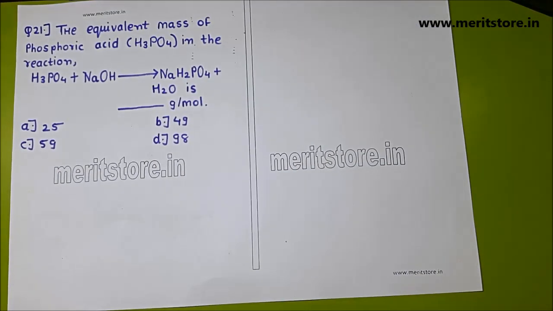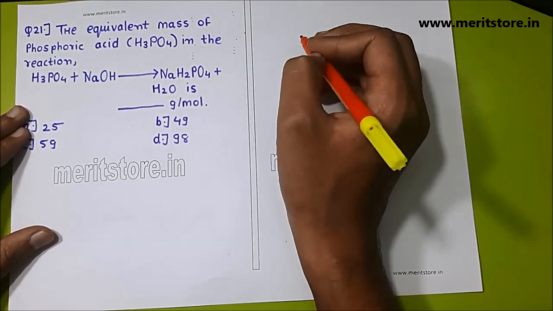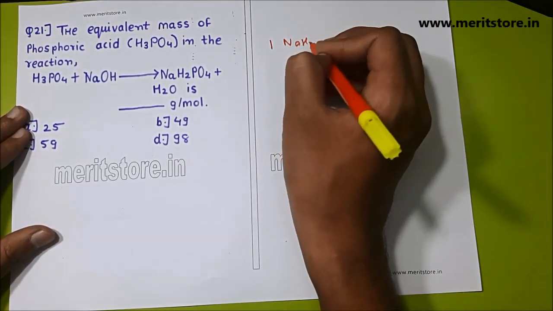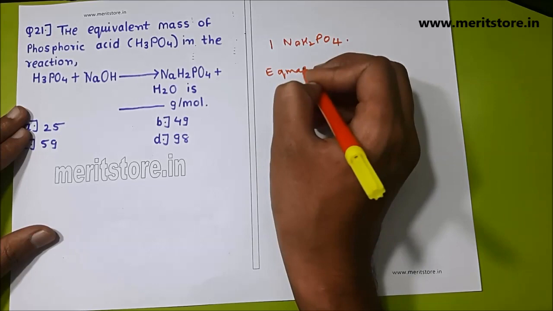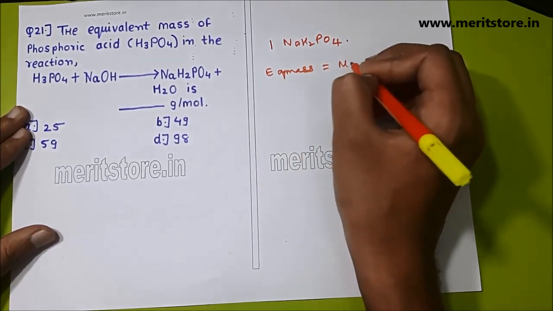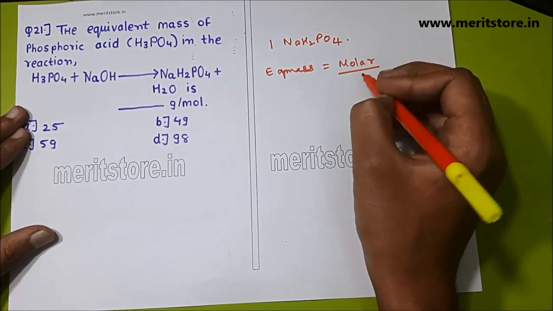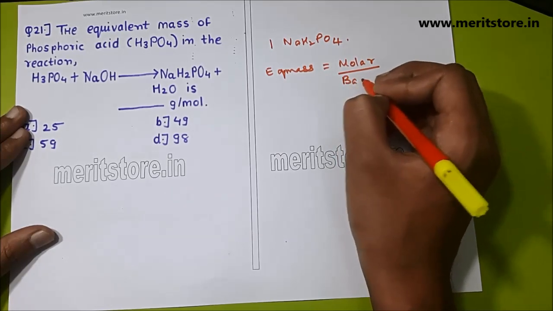Number 21. The equivalent mass of phosphoric acid H3PO4 in the reaction H3PO4 plus NaOH gives NaH2PO4 plus H2O is: Option A 25, B 49, C 59, D 98. When H3PO4 reacts with NaOH it gives 1 mole of NaH2PO4. So equivalent mass is equal to molar mass or molecular mass upon basicity.